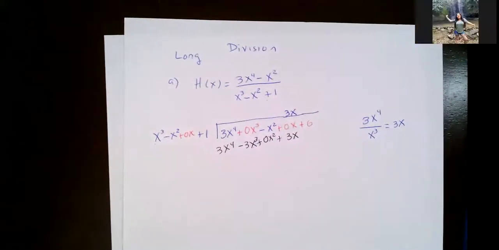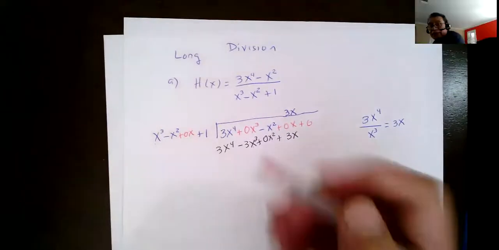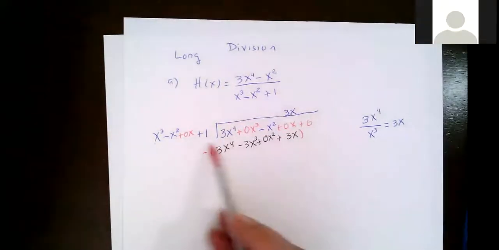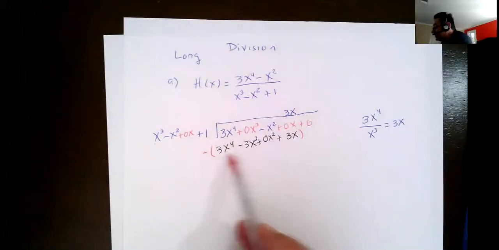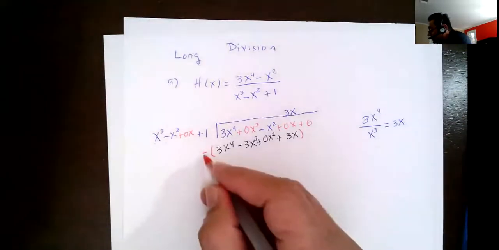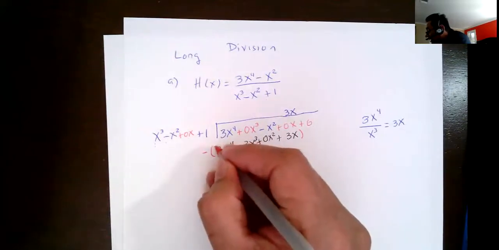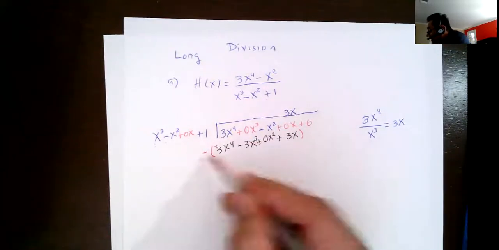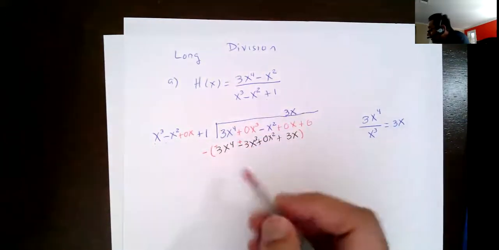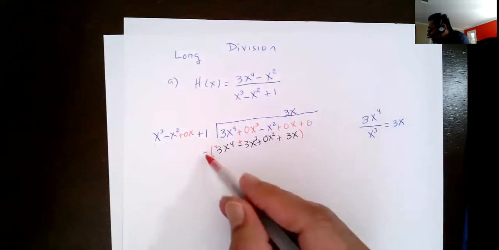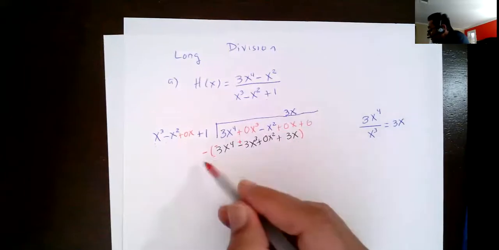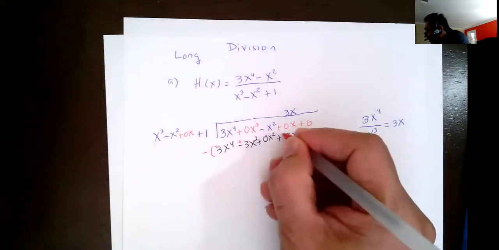Okay. Now, remember that we have to negate, right? So we're going to negate everything here. This negative sign is going to be affecting the signs inside the parentheses, by the way, okay? And I'm going to write it in red. Because of this negative sign, the 3x to the 4 is going to become negative. This negative 3x cubed, negative times a negative becomes positive. This 0 does not affect the negative sign because this is 0. But this positive 3x, because of this negative sign, is going to become negative right there, okay?